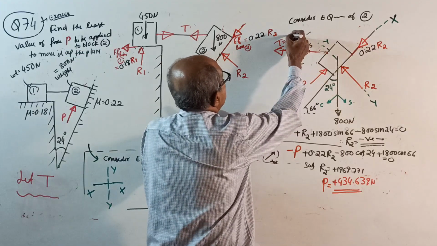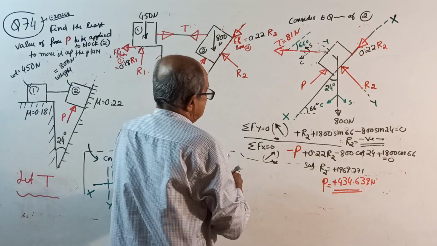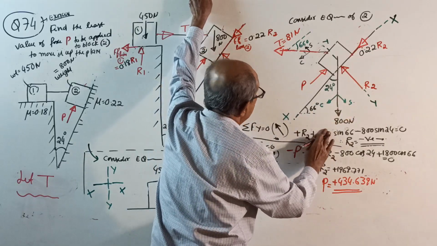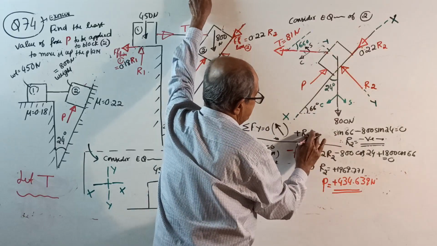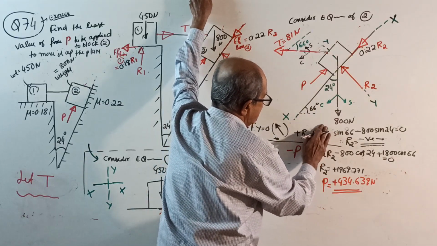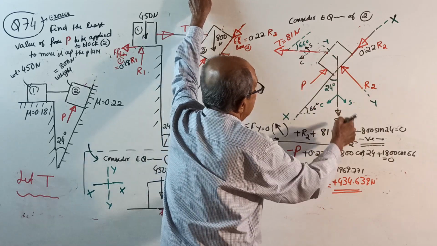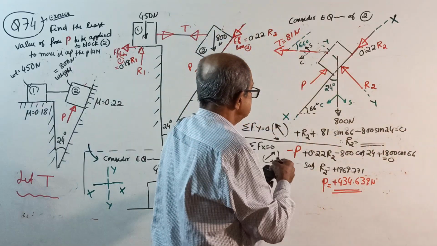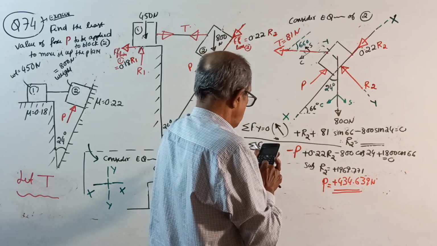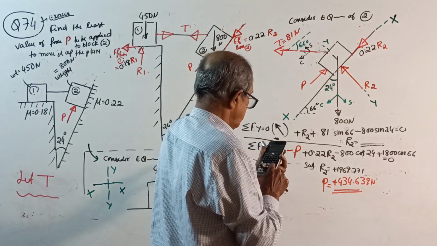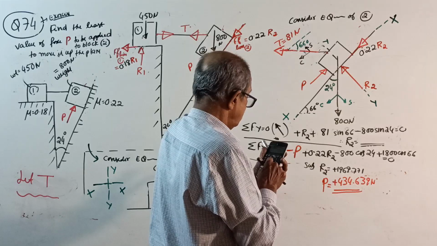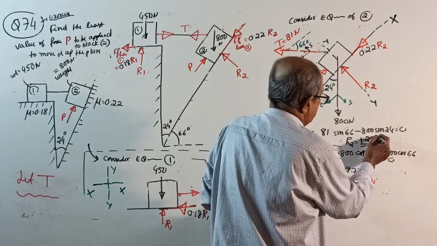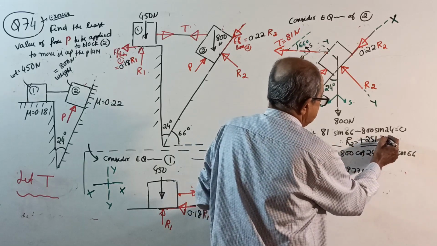Now, 81 Newton. Make sigma Fy equals 0: plus R2, then plus 81 into sine 66, that is this C, then minus 800 sine 24 equals 0. Your R2 will come 81 into sine 66, then minus 800 into sine 24. 251 point plus will come now, plus 251.392 Newton. If this is wrong, you correct it.